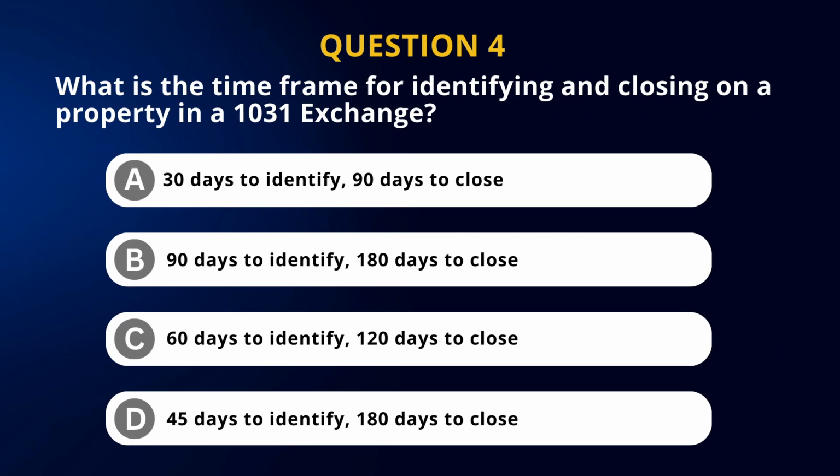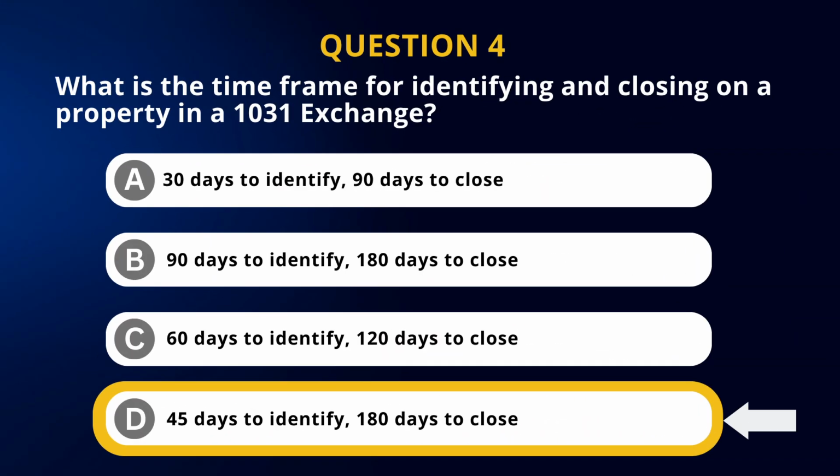Question number 4. What is the time frame for identifying and closing on a property in a 1031 exchange? Letter A, 30 days to identify, 90 days to close. Letter B, 90 days to identify, 180 days to close. Letter C, 60 days to identify, 120 days to close. Letter D, 45 days to identify, 180 days to close. And the answer? Letter D, 45 days to identify and 180 days to close.